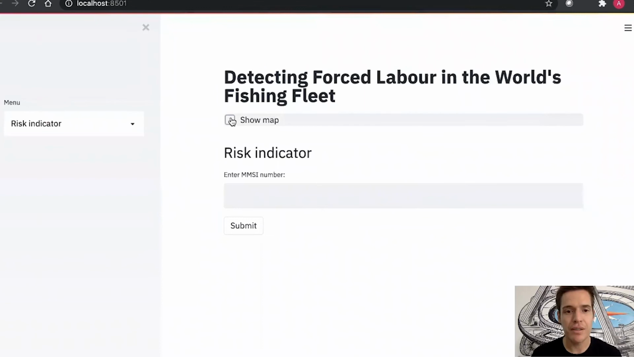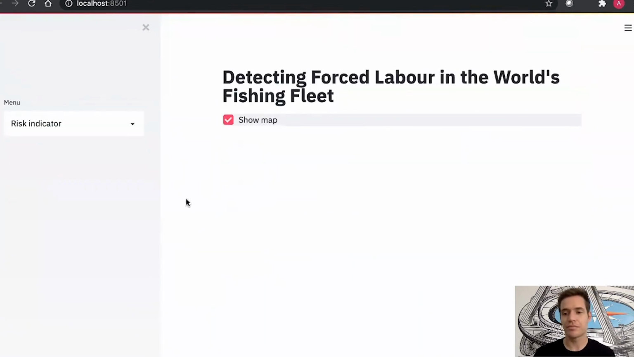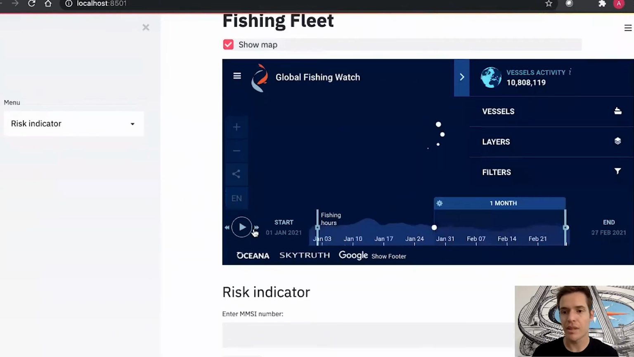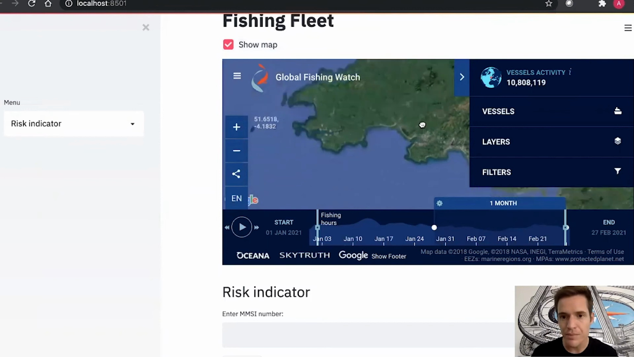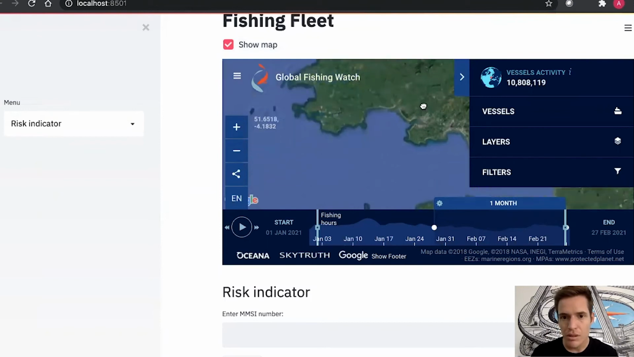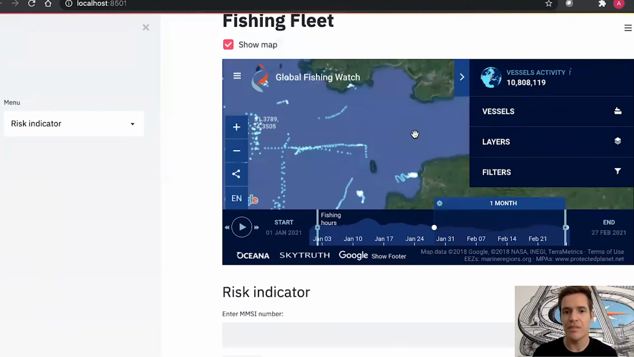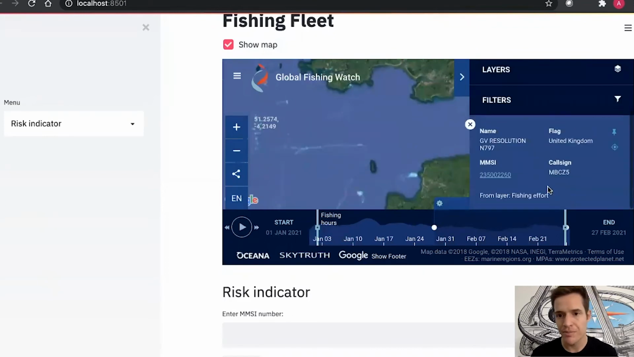So this is the interface. I'm just going to bring up a map now. Bear with me as it loads. What you can see here is the south coast of Wales. What I'm going to do is look for some fishing boat activity. The green circles here are recent fishing efforts. So let's click on this one.